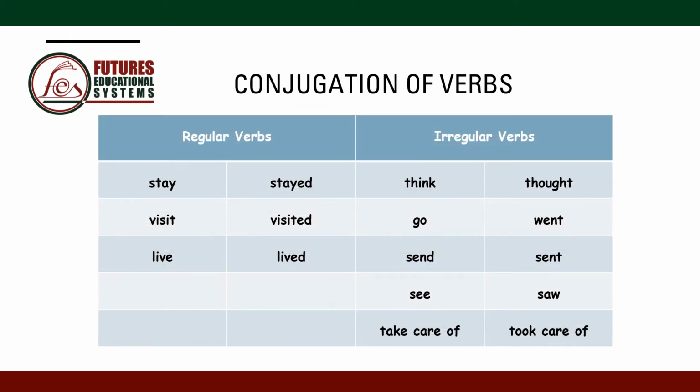Conjugation of verbs. We have regular verbs and irregular verbs. The regular verbs are the verbs that change in the past by adding ed or d or ied. But the irregular verbs don't follow a certain rule. As for the regular verbs, we have three verbs here. Stay, stayed. Visit, visited. Live, lived. As for the irregular verbs, think, thought. Go, went. Send, sent. See, saw. Take care of, took care of.